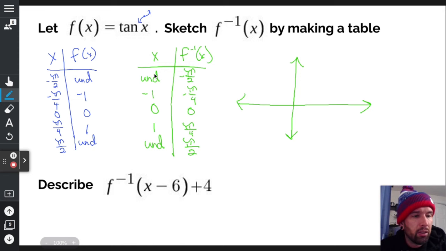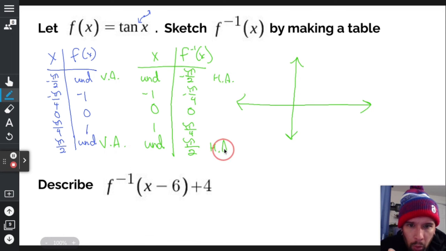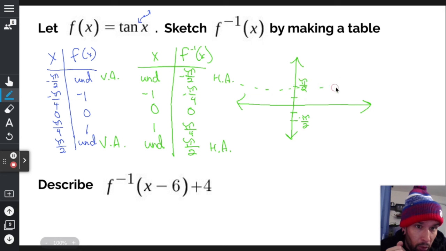If at x I'm undefined, right? That means over here was a vertical asymptote. So if over here is a vertical asymptote, what happens here is going to be a horizontal asymptote because of the way inverses work. So at negative pi over 2, negative pi over 4, positive pi over 4, positive pi over 2, we have horizontal asymptotes. That looks awful. Here and here and here.